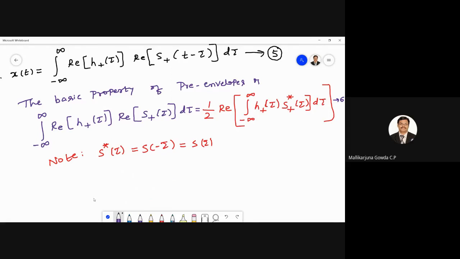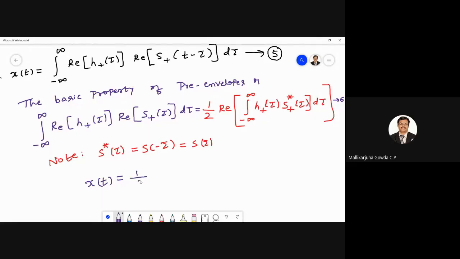So now let me apply this property to equation 5. If I do that, what can I write? I can write x of t is equal to... So substitute wherever this is the real part of s plus of tau into the real part of s plus of t minus tau into d tau, can be written like that, right? I am just substituting this property into equation 5.